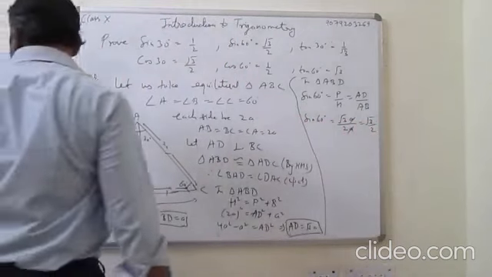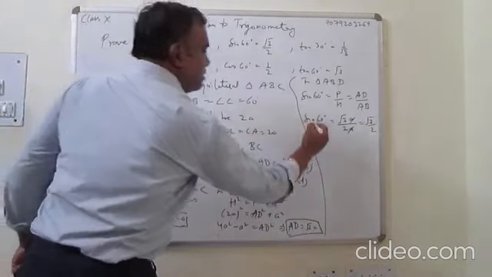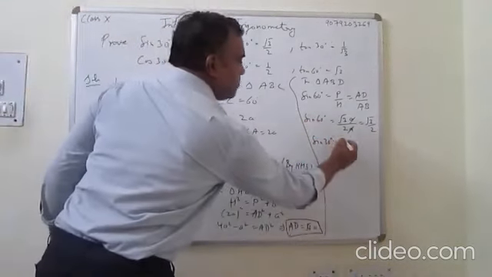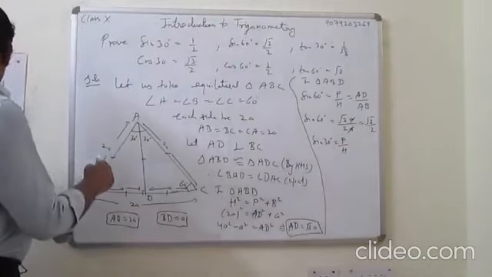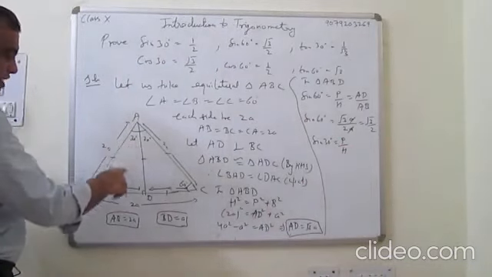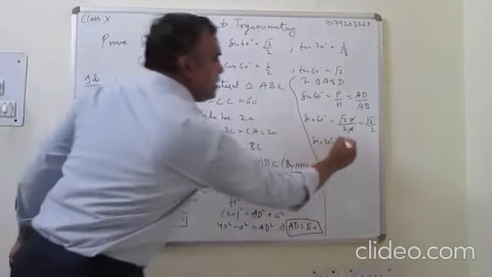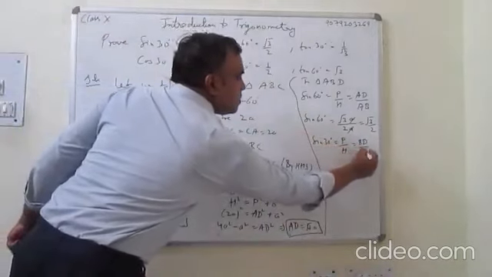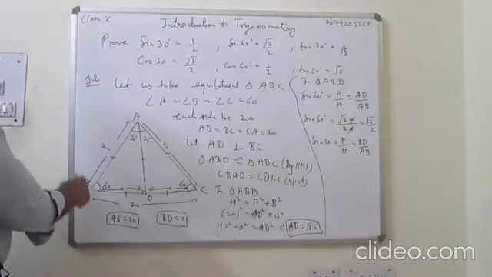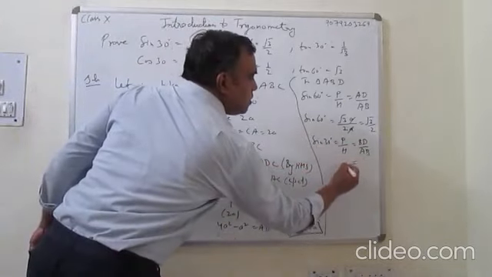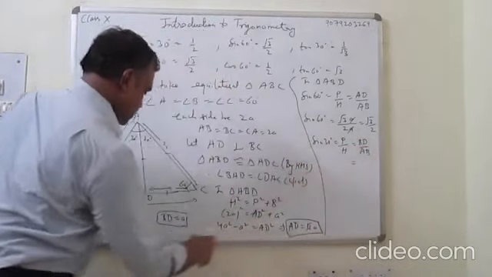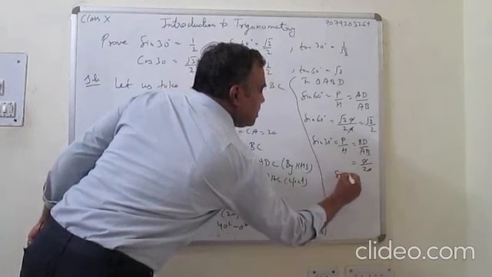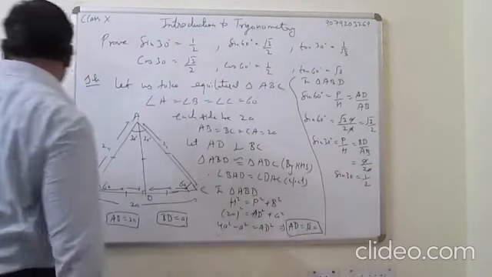Now similarly sin 30, it is again P upon H, but here the perpendicular is changed. Perpendicular is now BD, and hypotenuse is AB. Put the values. BD is what? BD is A, and AB is 2A. Sin 30 is equal to 1 upon 2.